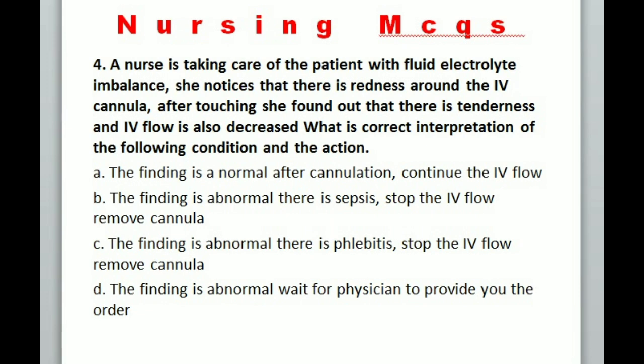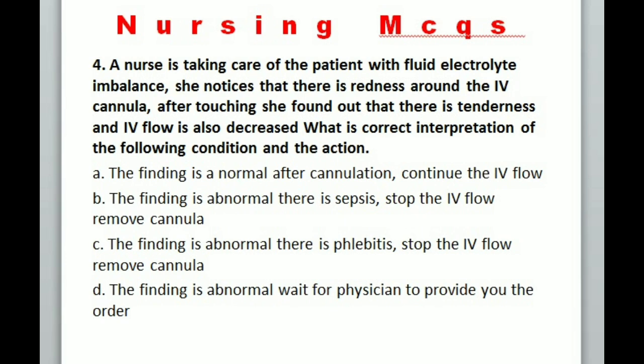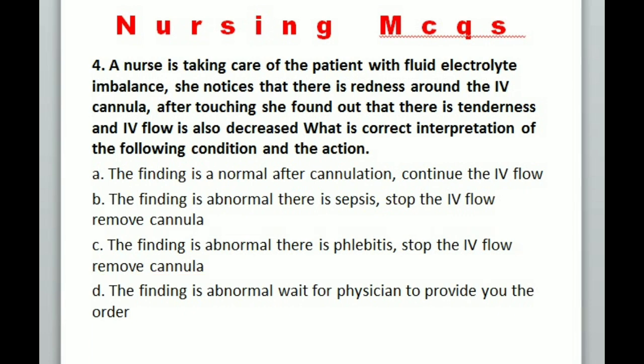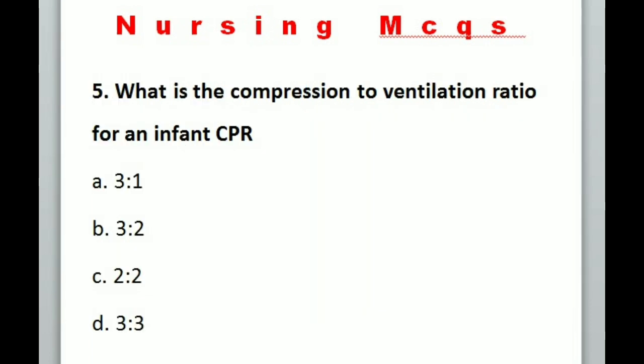A. The finding is normal after cannulation. Continue the flow. B. The finding is abnormal. There is sepsis. Stop the flow. Remove cannula. C. The finding is abnormal. There is phlebitis. Stop the flow. Remove cannula. D. The finding is abnormal. Wait for physician to provide you the order. Correct option is C. The finding is abnormal. There is phlebitis. Stop the flow. Remove cannula.